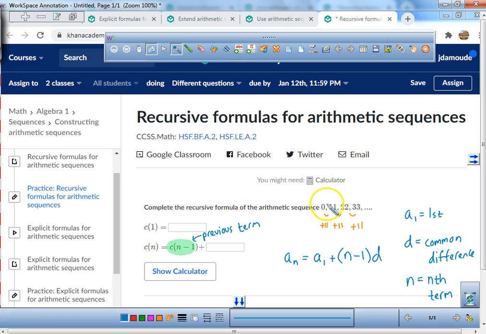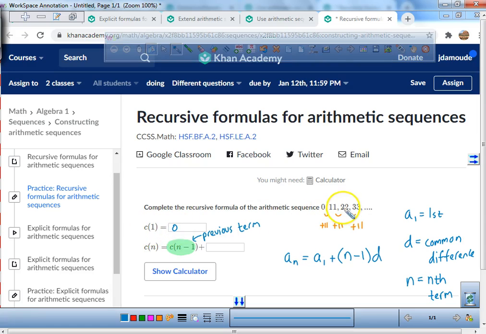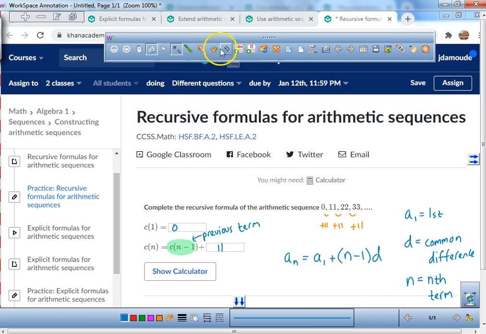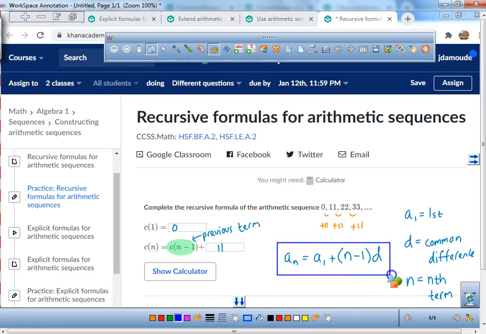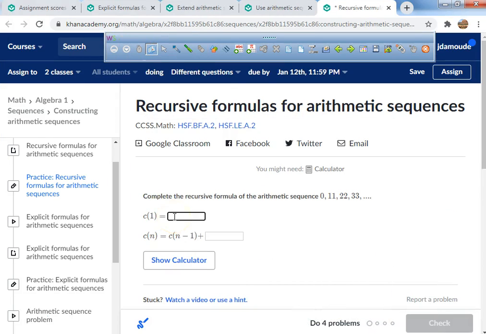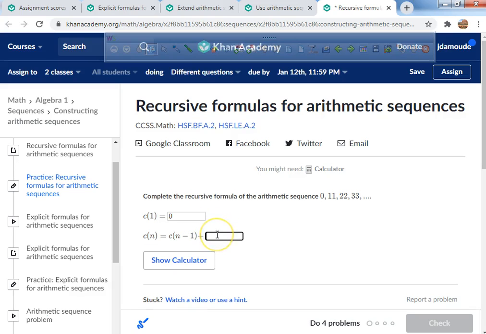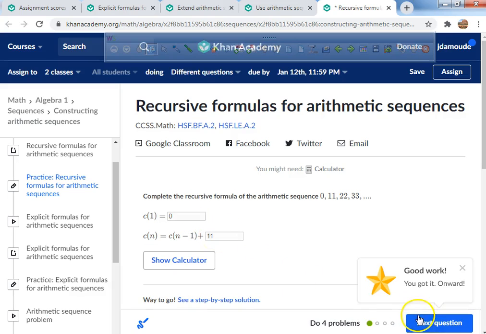Okay, so what's our first term here? Our first term is 0. What's it going up by? It's going up by 11, and that's all I'm going to be putting into the Khan Academy. We'll use the formula later. Okay, so make sure you write that down. Write down the meaning of the words. But the first few are pretty easy. Our very first term is 0, and it's going up by 11, and that's really all you've got to do.